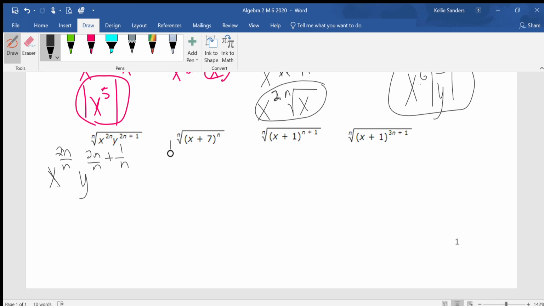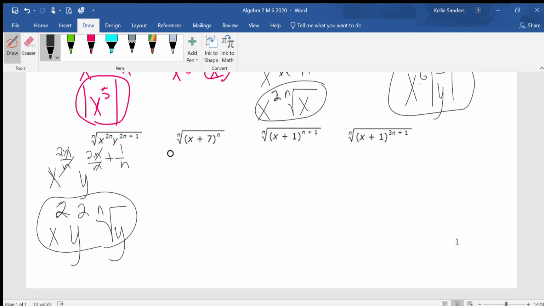Okay, so I just separated everything. The n's cancel here, the n's cancel here, but the n's don't cancel on that 1. x squared is good because it's even. y squared is good because it's even. But then I have that 1 y left over, so it has to go back in the box.